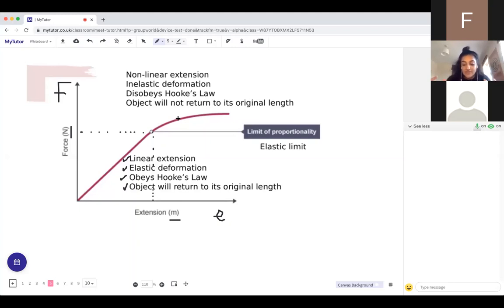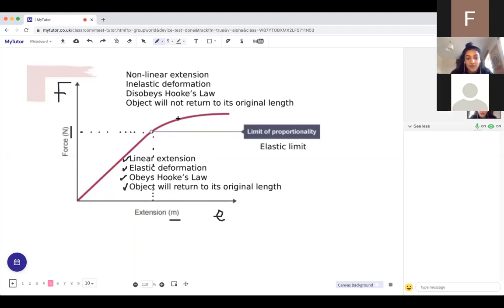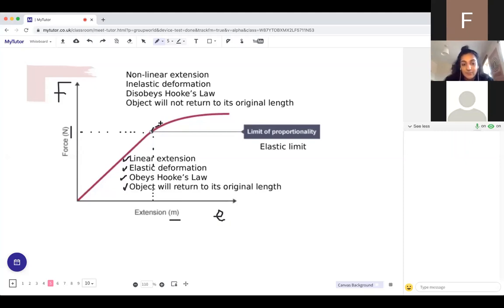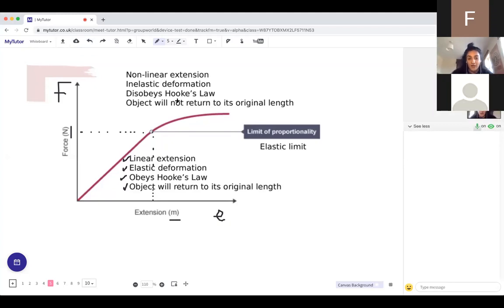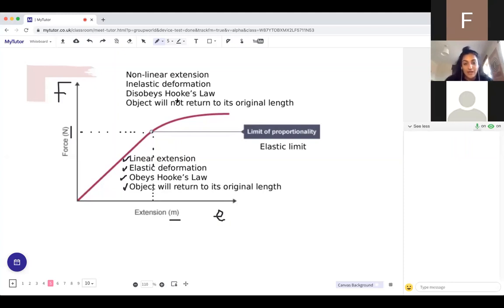Here, in this curved part, we don't have Hooke's law applying anymore. We don't have force proportional to extension. We don't have a straight line. We have a curved line. If we have a curved line, we do not obey Hooke's law. The object does not return to its original length if we go past this limit.